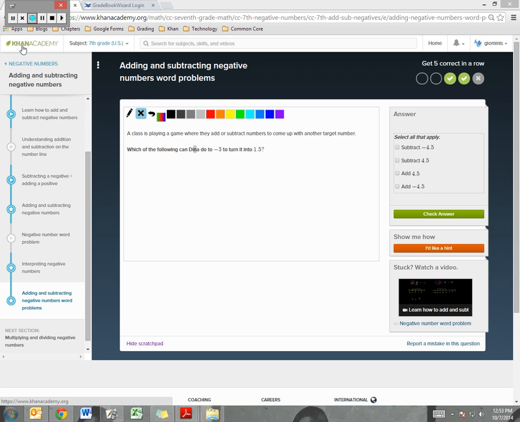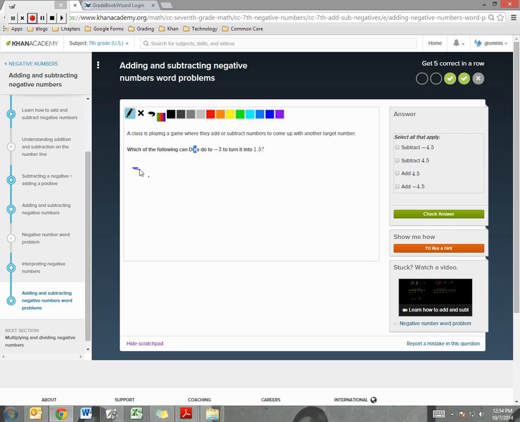Mr. Giamini wanted to come to you with a couple examples from this con skill, adding and subtracting negative numbers word problems. So let's take a look here. It says a class is playing a game where they add or subtract numbers to come up with another target number. So they have some kind of target number and they add or subtract numbers to get to that. Which of the following can Dina do to negative 3 to turn it into 1.5?